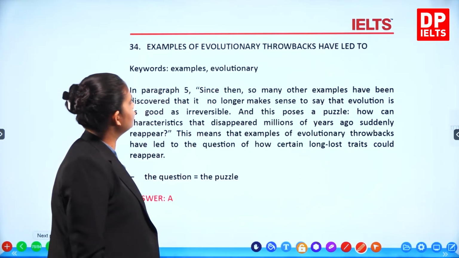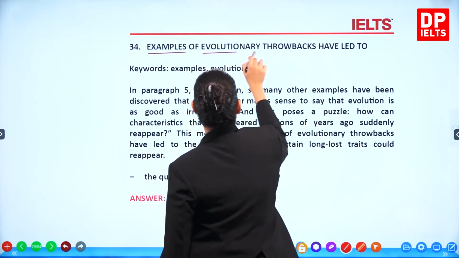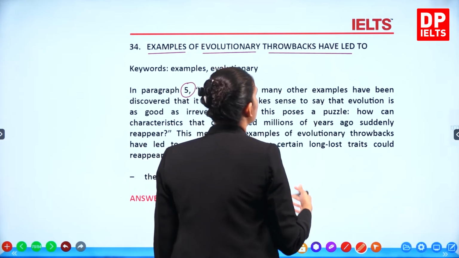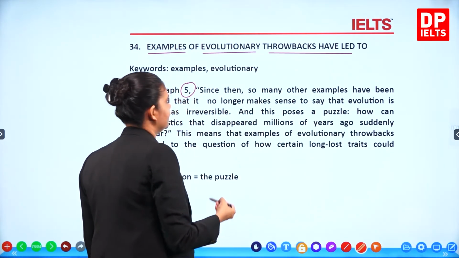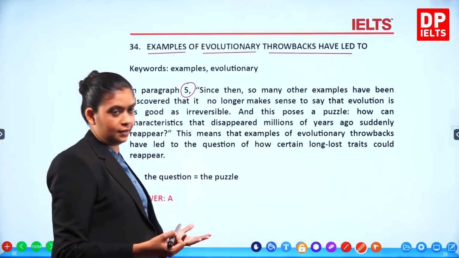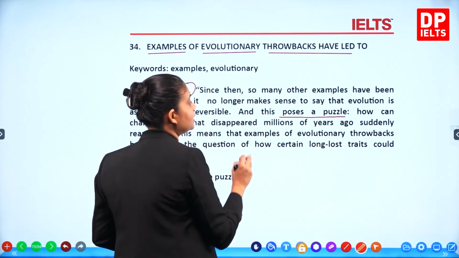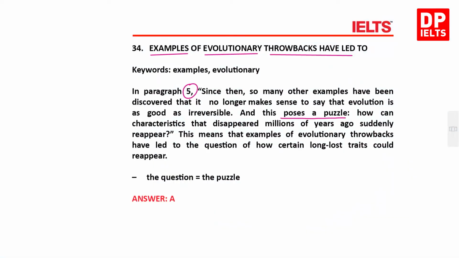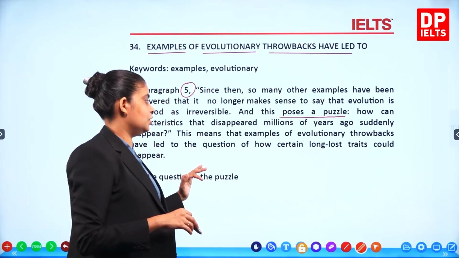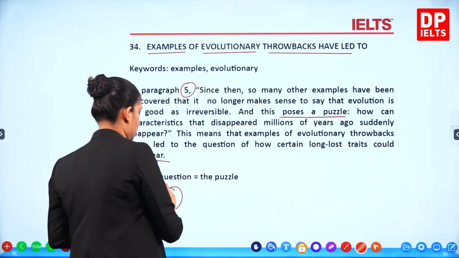Examples of evolutionary throwbacks have led to what? Go to paragraph 5. Since then, so many other examples have been discovered that it no longer makes sense to say that evolution is as good as irreversible, and that this poses a puzzle. How can characteristics that disappeared millions of years ago suddenly reappear? So this means that examples of evolutionary throwbacks have led to the question of how certain long-lost traits could reappear. So here the answer would be A.